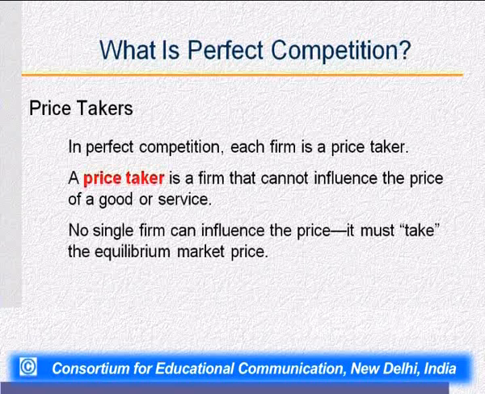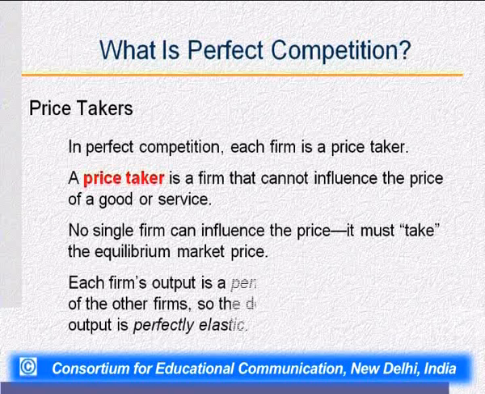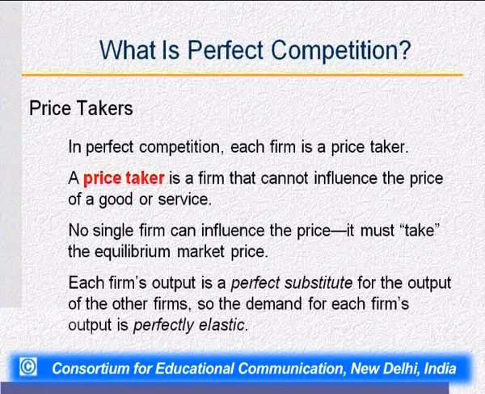It must take the equilibrium market price, and each firm's output is a perfect substitute for the output of the other firms. So the demand for each firm's output is perfectly elastic. This is a very important line. I will explain again. Each firm's output is a perfect substitute, because all the products are identical or homogeneous. There is not a single difference.